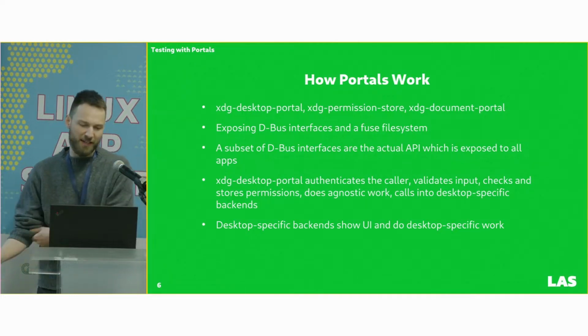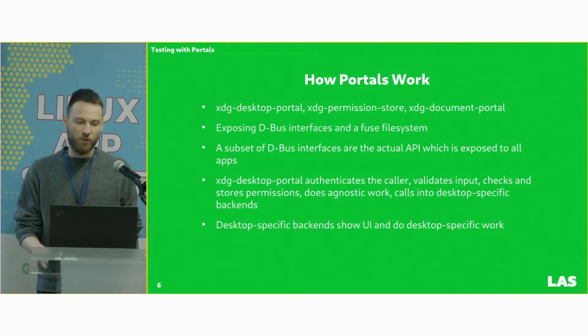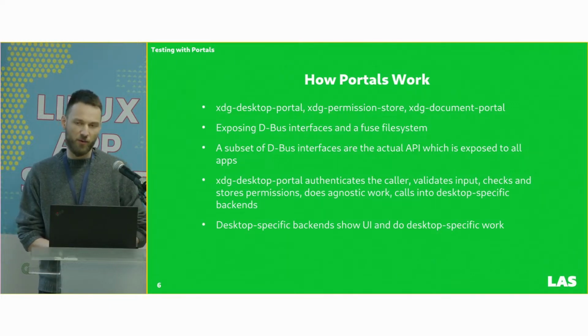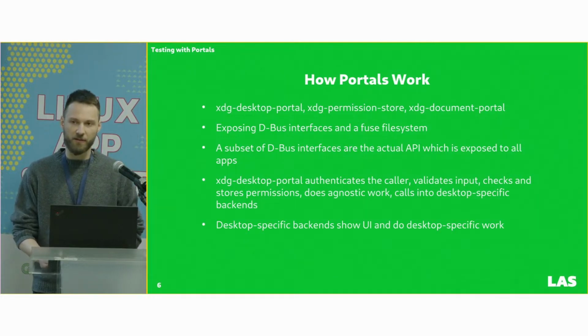Now, to understand all the testing stuff, I'm also going to explain a bit how portals work. Essentially, in the XDG desktop portal project, there are three binaries and services which are running. One is the XDG desktop portal itself, then there's the XDG permission store and the document portal. They all expose some of their functionality via D-Bus, and the document portal also has a FUSE file system that is exposed. The FUSE file system and some part of the D-Bus API are exposed to all applications, the sandboxed ones and the non-sandboxed ones.